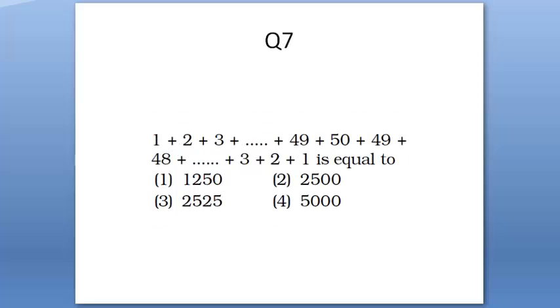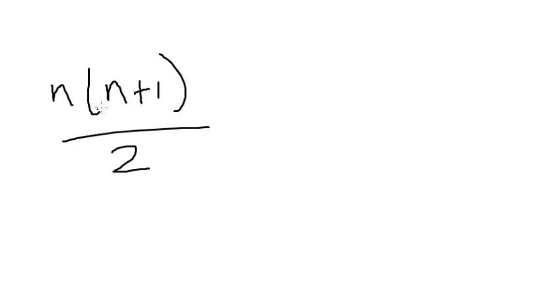Question number 7. 1 plus 2 plus 3 and so on up to 49 plus 50 plus 49 plus 48 and so on down to plus 3 plus 2 plus 1 is equal to. This is just a simple question. It's just that this part is done to trick you, obviously. Now this is basically following the n into n plus 1 by 2 rule, for those of you who don't know that rule. The sum of the first n natural numbers is equal to n into n plus 1 by 2.